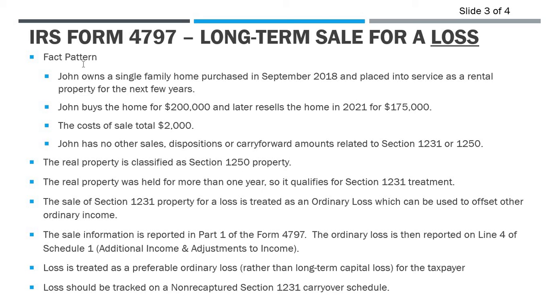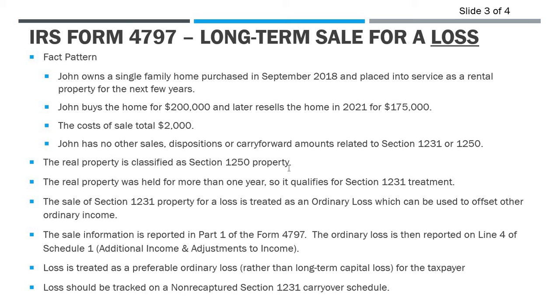Okay, so the fact pattern stays mostly the same except for the sale amounts, right? So he bought this home in 2018, placed it in a rental service, paid $200K for it, but now he sells it for $175,000. So he paid $200, sold it for $175, cost of sale are $2,000 still, and again, assuming none of these other carryforward amounts from prior years. So similar things apply here, right? It's just a difference in how the loss is being reported.